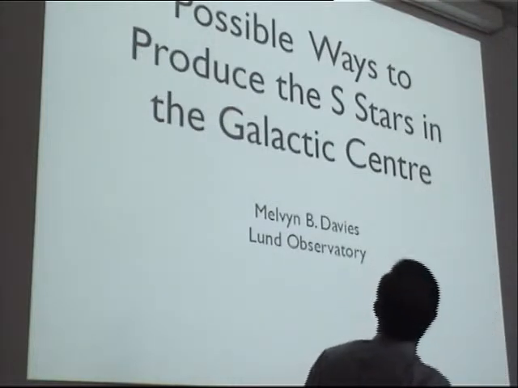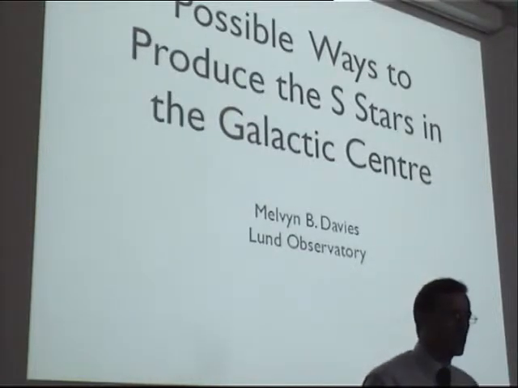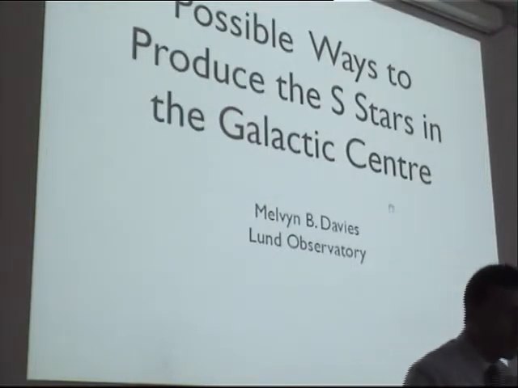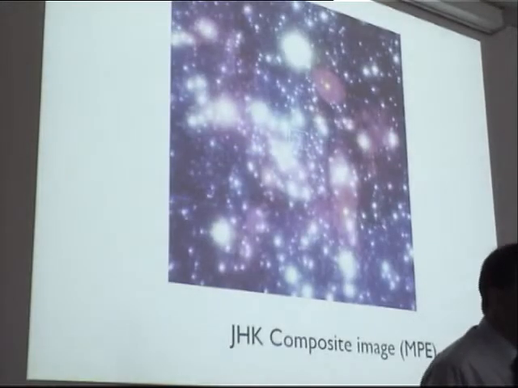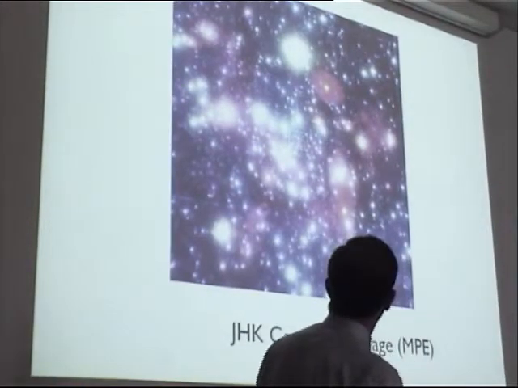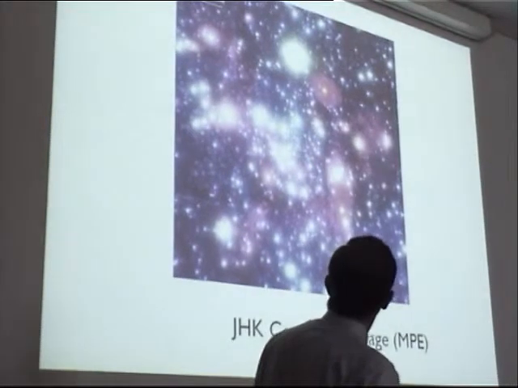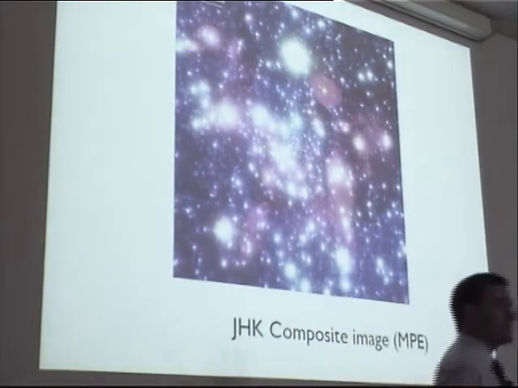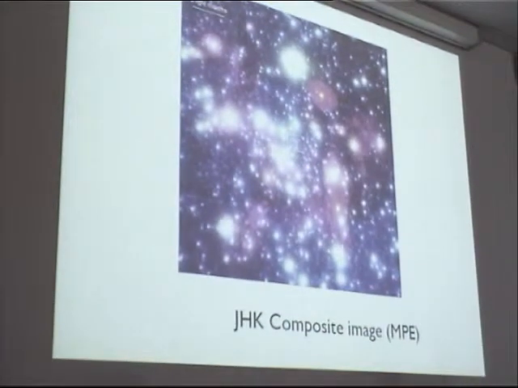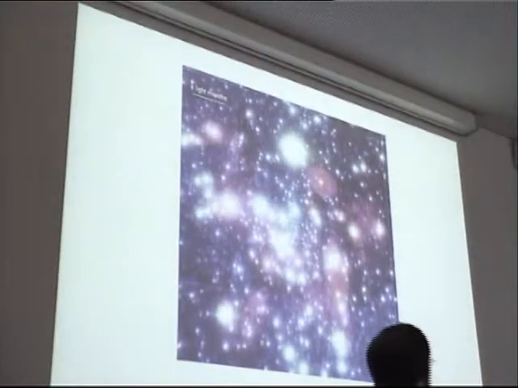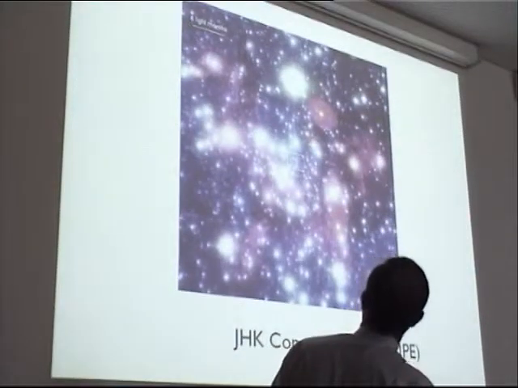I'm going to talk about possible ways to produce the S-stars in the galactic center. I'm going to talk about a couple of ideas, not all the possible ways of making them. Just to remind everyone, we've seen this picture before. This is an infrared image, so it's important to remind everyone that the galactic center is buried. It's a really hard place to look at. There's lots of gas and dust between us and it, so you have to look in the infrared. That's 6 light months across there. Blame people at Max Planck for the units.